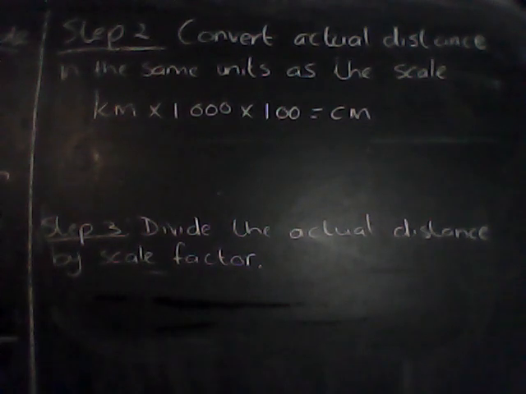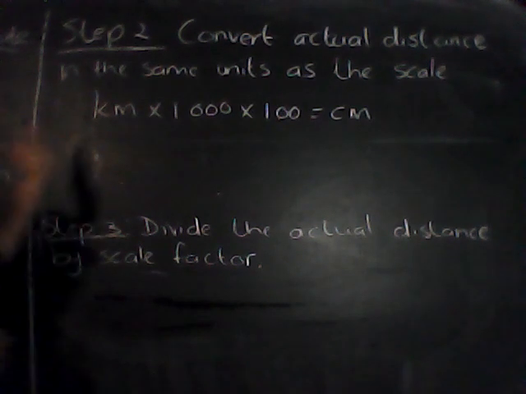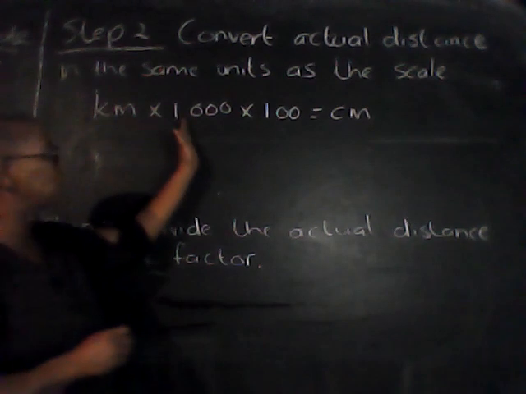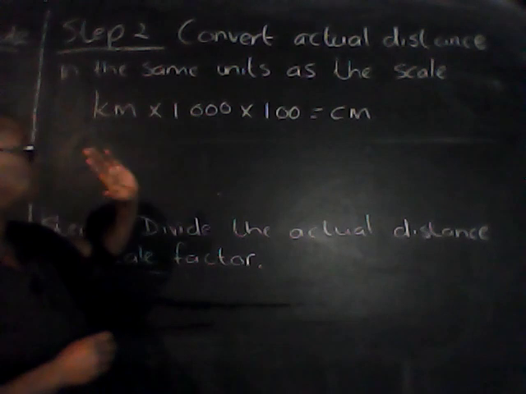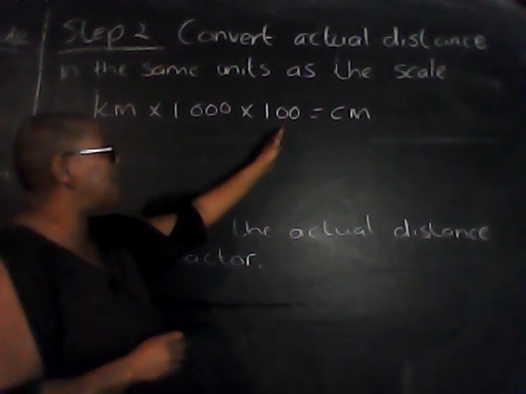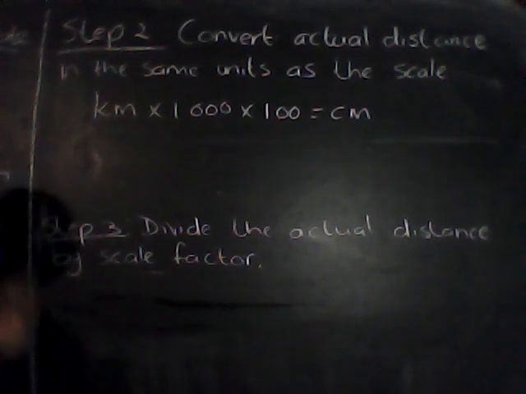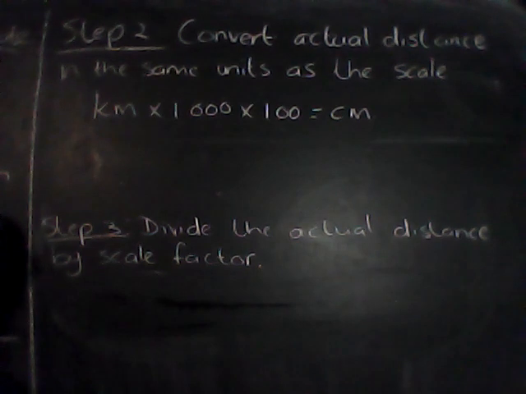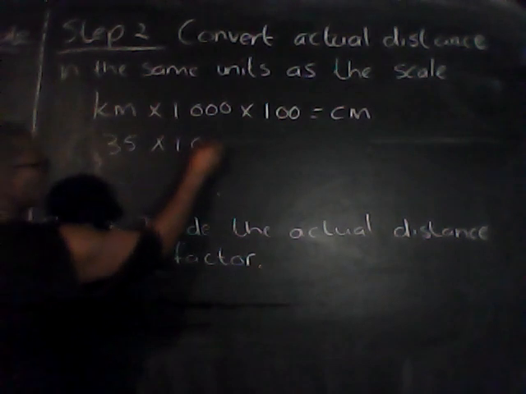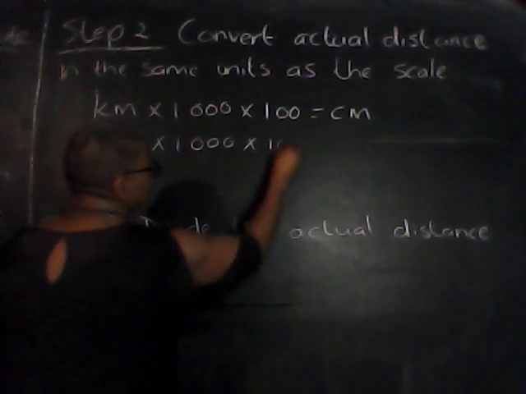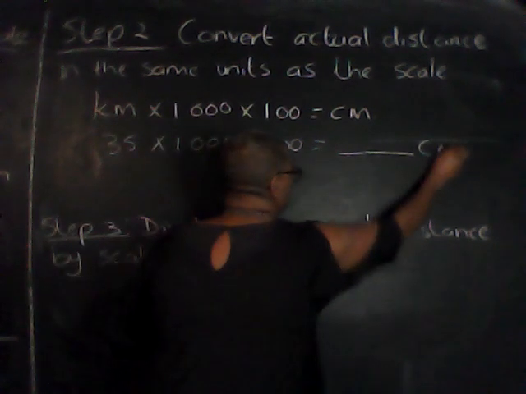When we are converting the kilometers to centimeters, we will take the kilometers and multiply by 1,000, because there are 1,000 meters in a kilometer. And then there are 100 centimeters in a meter. That's how you would convert this. So we have our kilometers at 35. We multiply that by 1,000 and then multiply it by 100 so that we can get our answer in centimeters.